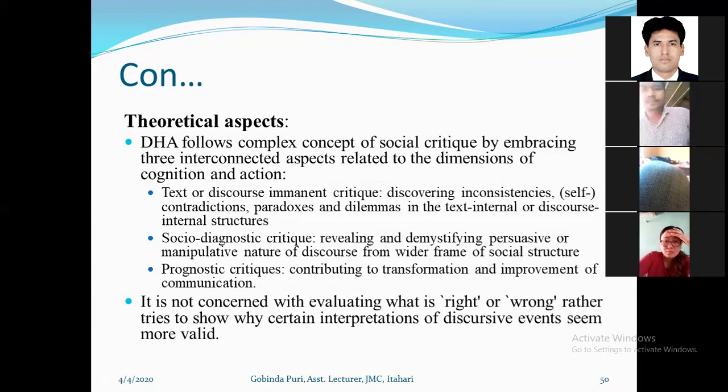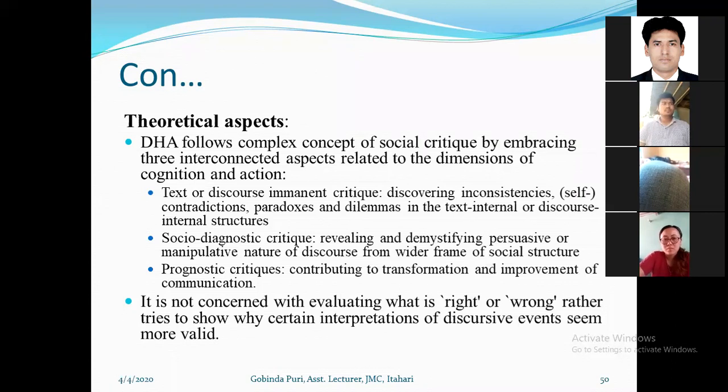So the discourse historical approach, DHA, follows a complex concept of social critique by embracing three interconnected aspects related to the dimension of cognition and action. Okay, discourse, cognition and action: three things, remember.